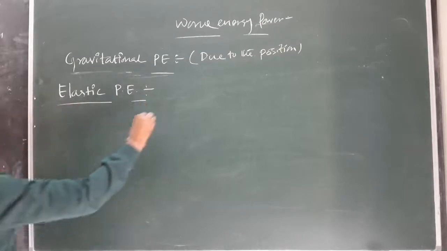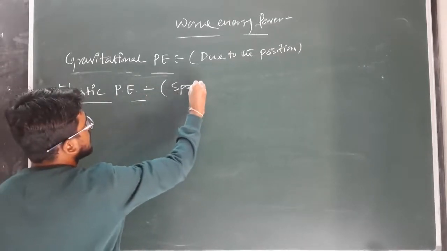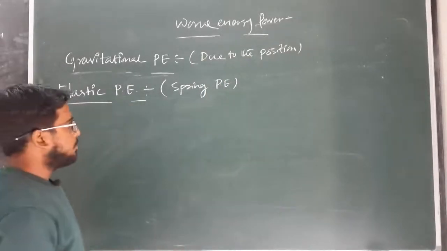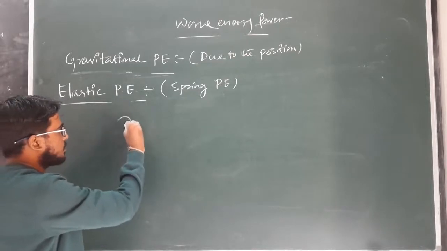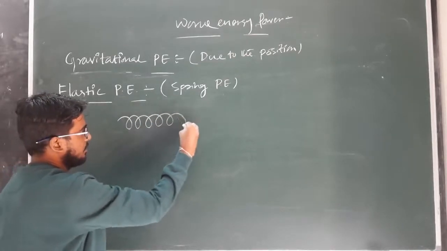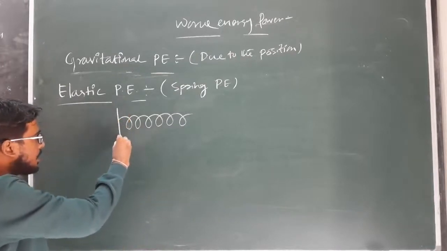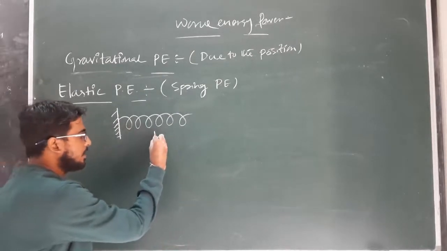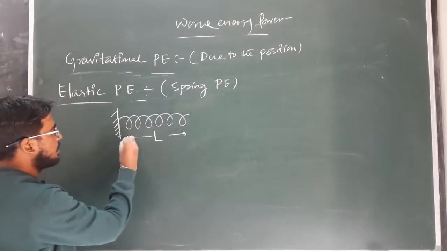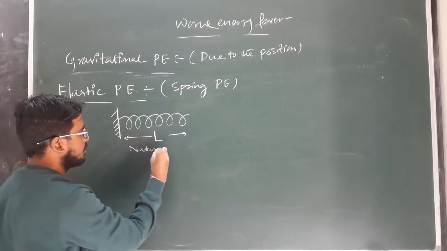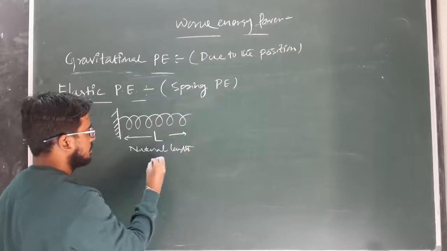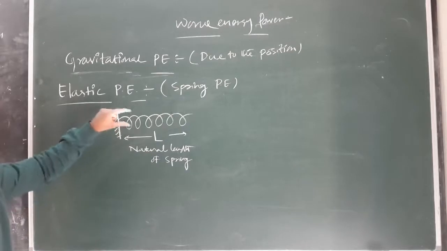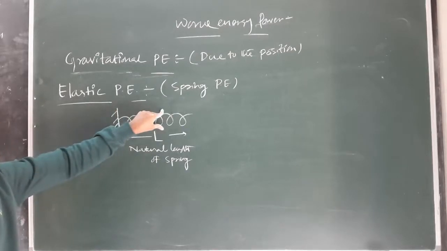And basically we will consider it as a spring potential energy. So spring, all of you know, it is a spiral structure like this. If one end of the spring is fixed and initially the length of the spring is L, or this is the natural length of the spring. So in this position the spring is in a relaxed condition, clear?